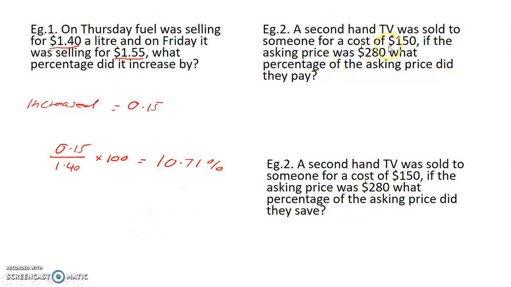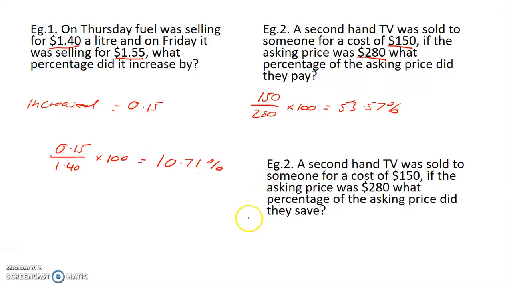Second example, a secondhand TV was sold to someone for a cost of $150 if the asking price was $280. What percentage of the asking price did they pay? So what percentage did they pay? They paid $150 out of an original $280, times it by 100 to turn it into a percentage, and you end up with 53.57%.